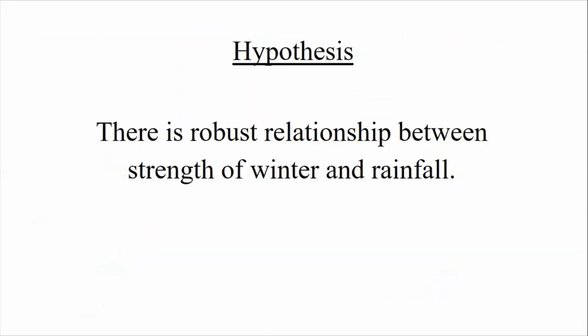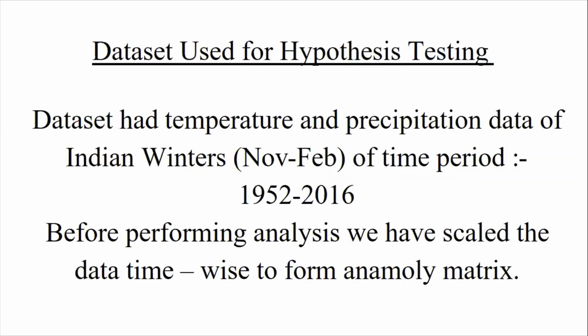Following the Mishra et al. paper, we tried to perform a similar analysis on Indian winter rainfall and temperature datasets. We want to check our hypothesis of a robust relationship between the strength of winter and rainfall. Here we use temperature and precipitation data of Indian winters from November to February for the period 1952 to 2016. Now let's move towards the methodology.